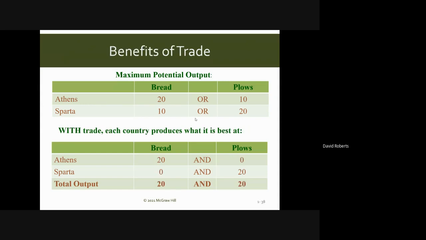But if there's trade involved, you can see that Athens, which is very good at making bread, and Sparta, which is good at making plows, they can have 20 of each. So rather than 15 and 15, which is 30, you have 20 and 20, which is 40. So there's 10 extra units, 5 extra units of bread and 5 extra plows.